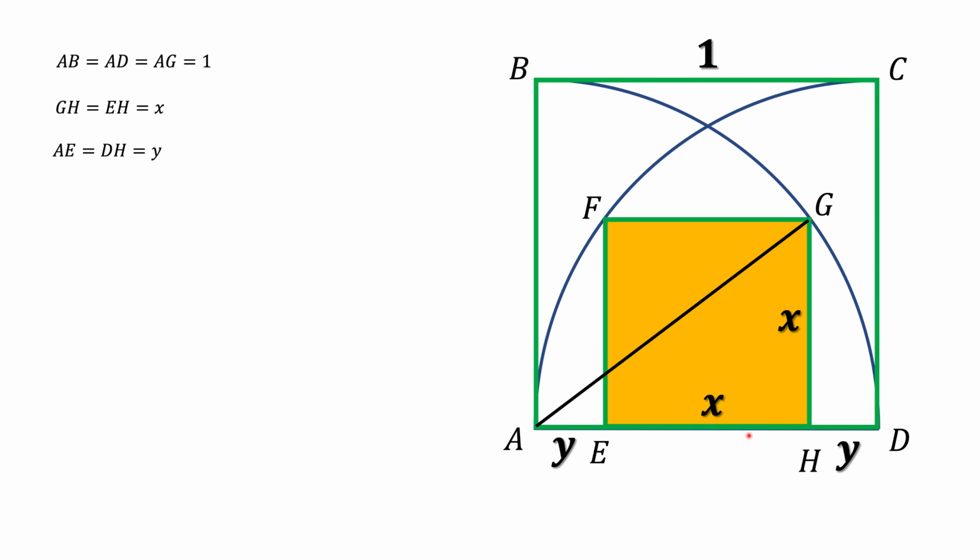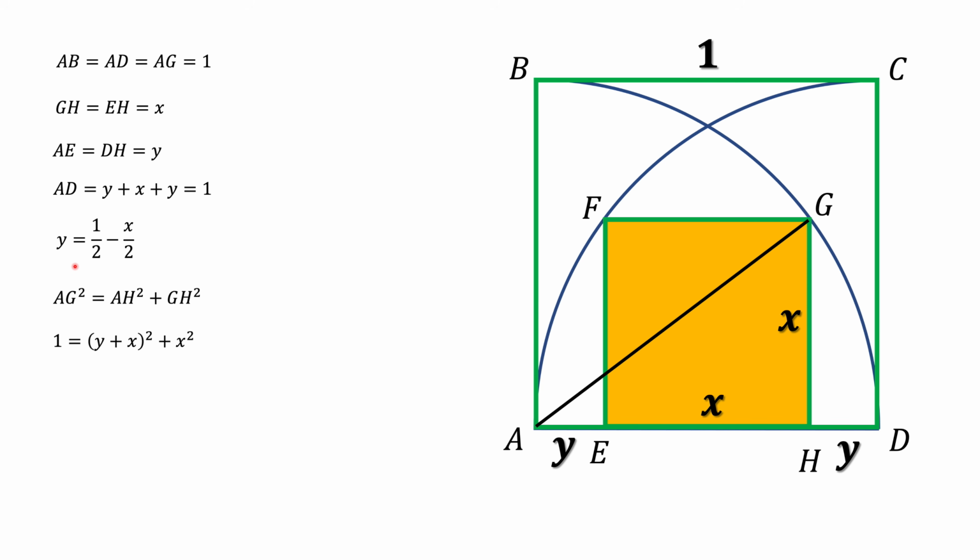So now notice that AD, which is equal to 1, equals Y plus X plus Y. And from this expression, we can find Y as a function of X. The next thing is to look at the triangle AGH, which is a right triangle. And for the right triangle, we know the Pythagorean theorem. Again, notice that AG equals 1, AH equals Y plus X, and GH equals X.